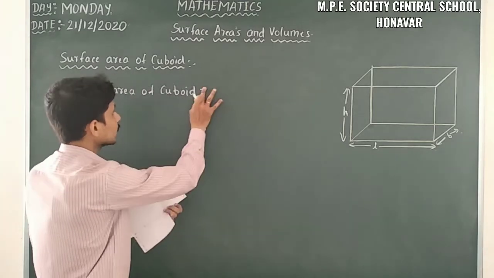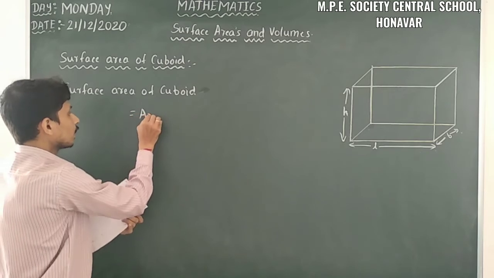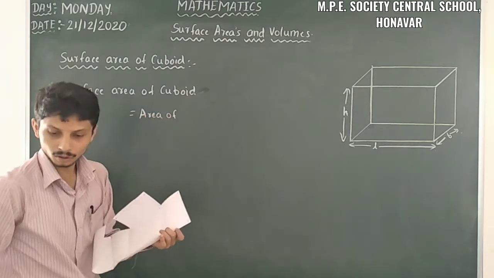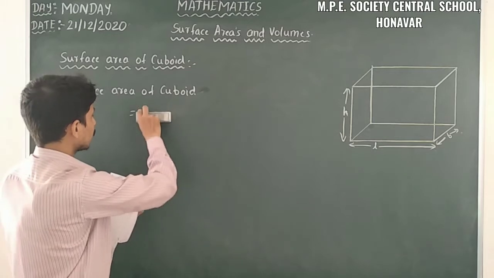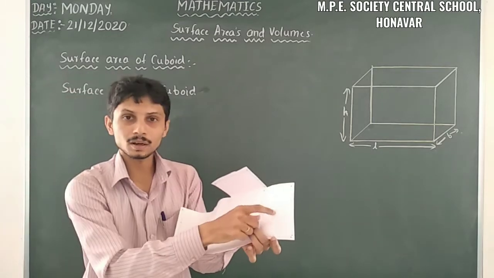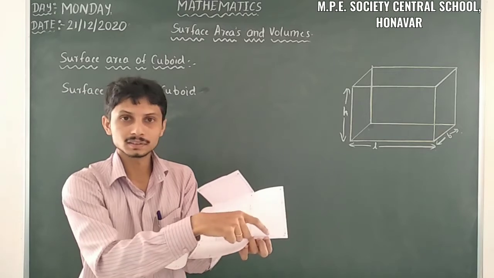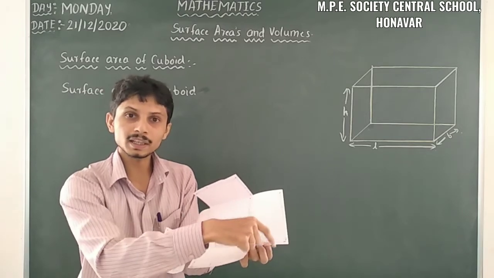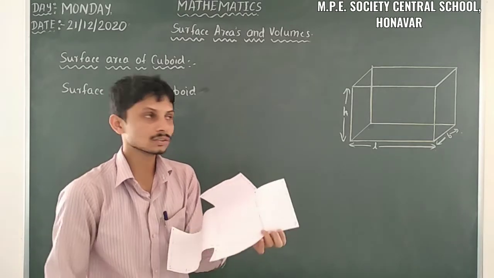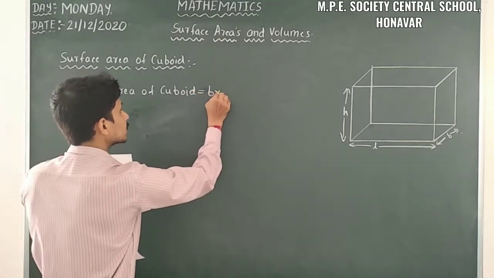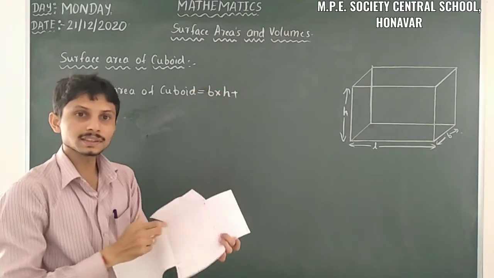I will take it as the area of the first rectangle, or you can take the formula directly. Here the horizontal distance is B and the vertical distance is H. So that's why we can take it as B into H. So this is the first one.